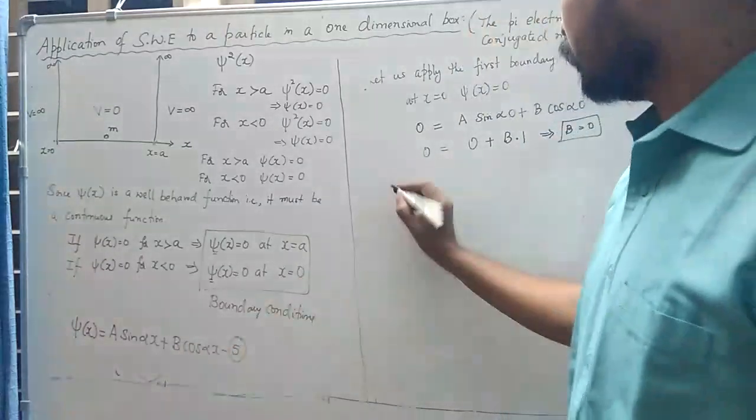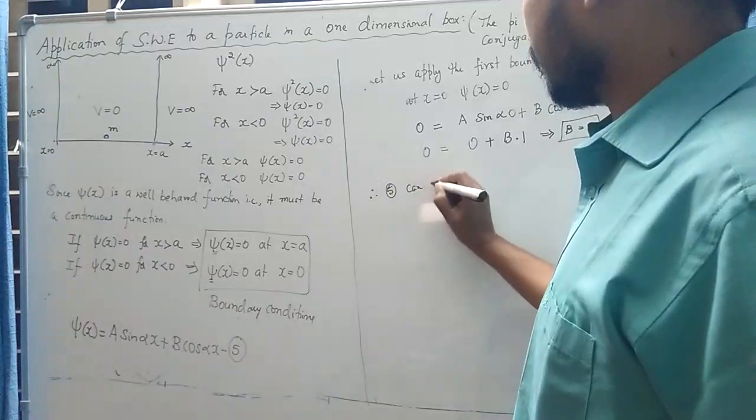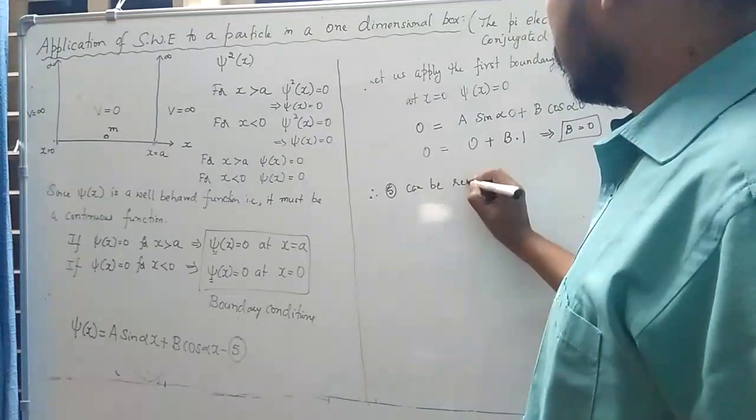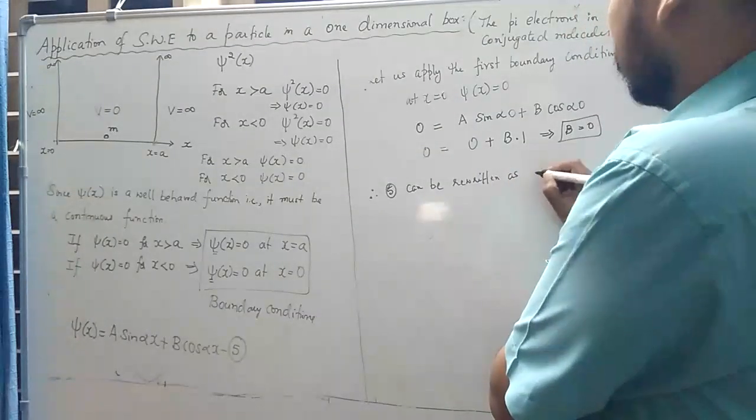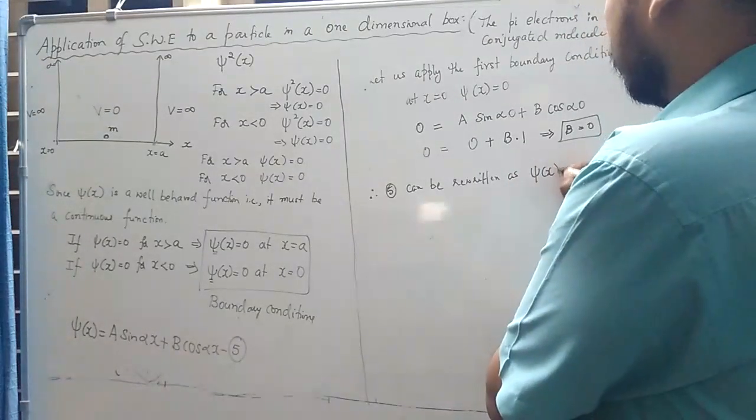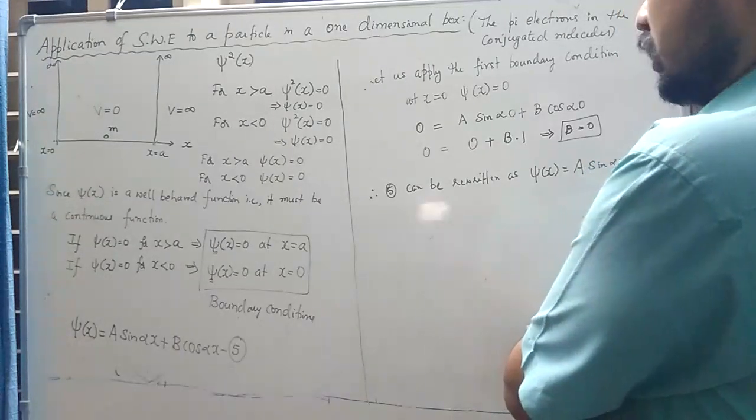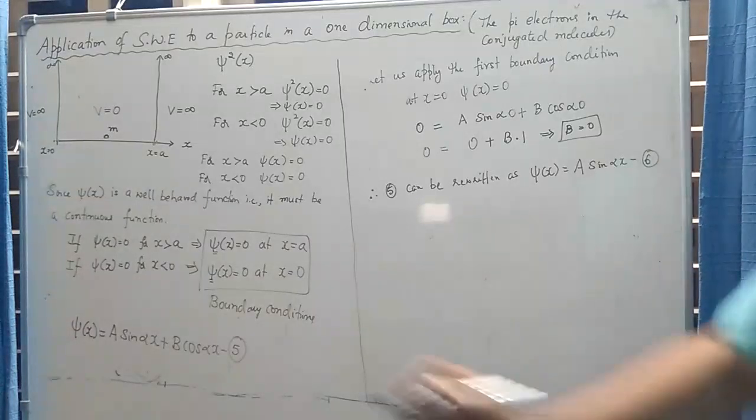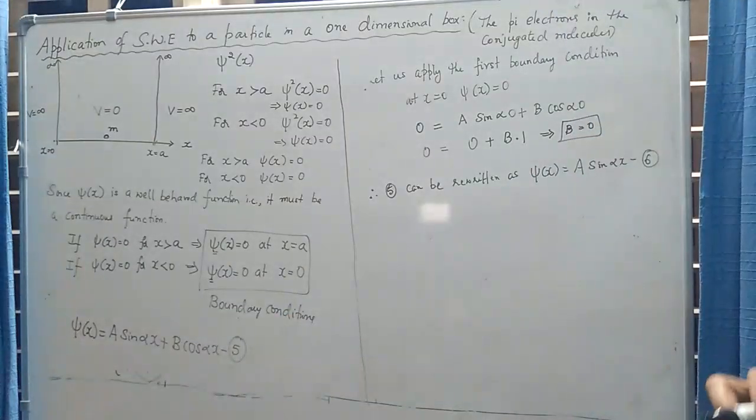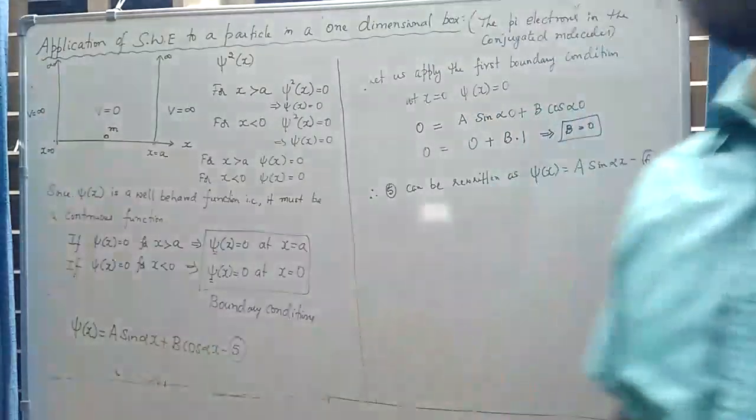So equation 5 can be rewritten as psi of x is equal to a into sine alpha x. So we do not require the cos term in our solution, because by applying the first boundary condition, we have found out that b is equal to 0.